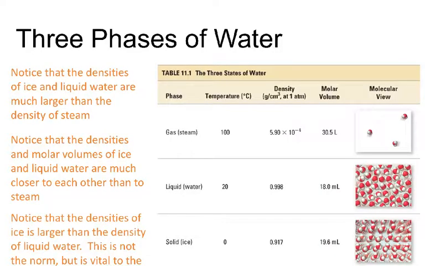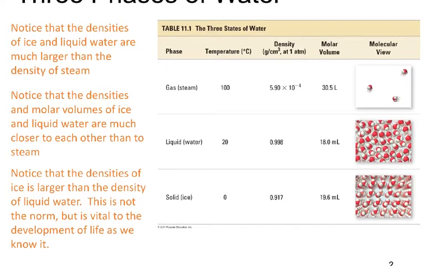To start off this chapter, where we're talking about liquids and solids, we're going to talk about the different phases of water. So here's a table from your text that shows some properties of water in its different phases. The densities of ice and liquid water are much higher than the density of steam, which makes sense because in the gas phase, molecules are spread out. The densities and molar volumes of both ice and liquid water are much closer to each other. Liquids and solids are more similar to each other than they are to gas.